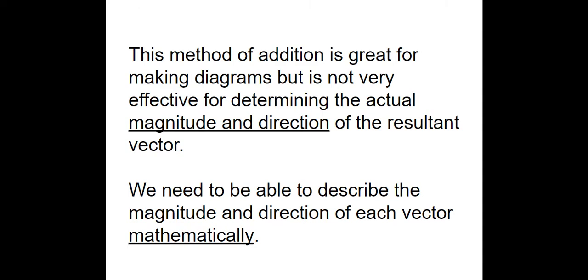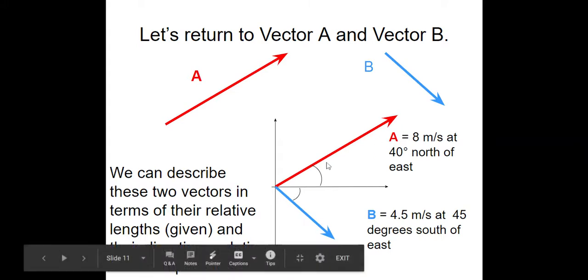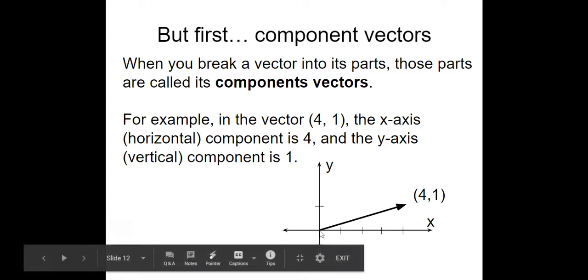But there are other ways to get the magnitude and direction mathematically. So let's talk about vector A and B, and let's break them down a little bit. Let's say we know how long the resultant is, and we know the angle that they're at. Well, thinking about component vectors like that, you could break a vector into its parts. This vector has 4, so it's 4 in the x direction, 1 in the y direction.